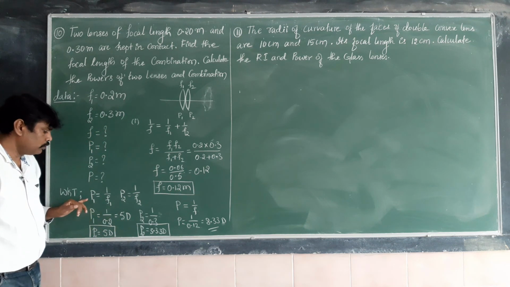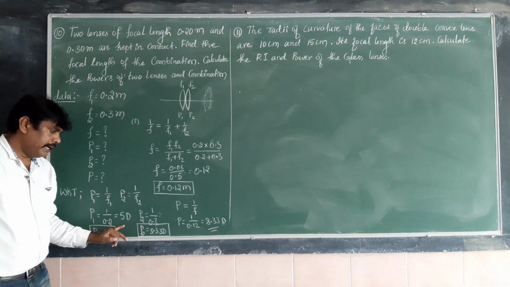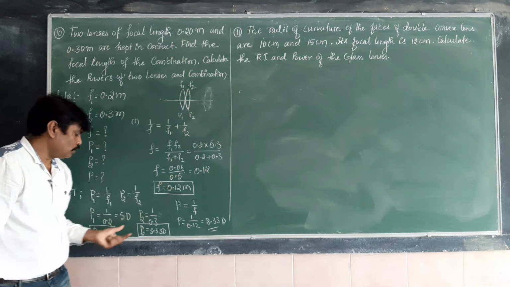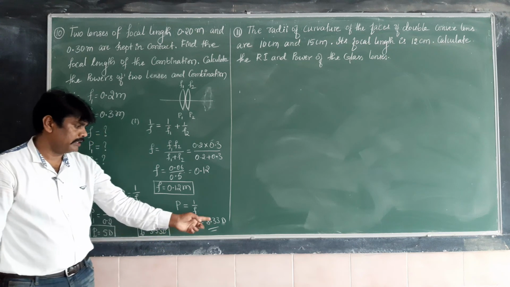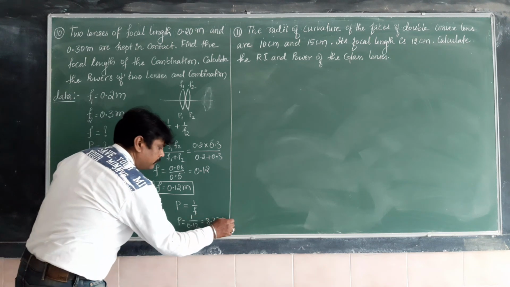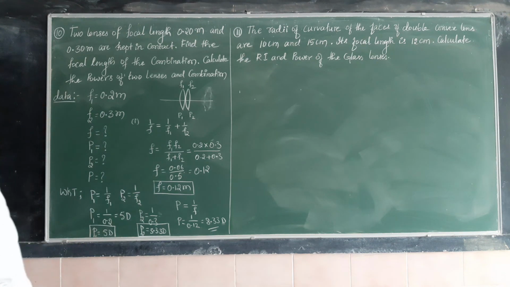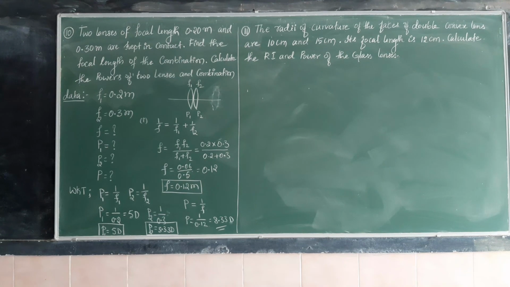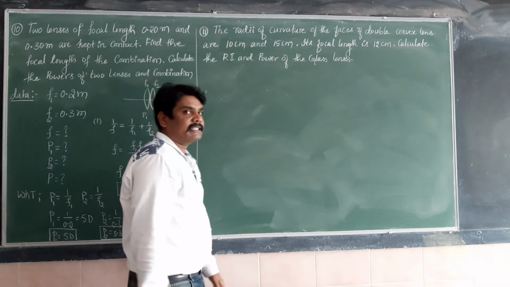Next, to find power, power is the reciprocal of focal length, which is measured in diopter. So the total power of the combination is the sum of these two powers. 5 plus 3.33, you will get 8.33 as the power of the combination. So now copy this one, come to the next problem.